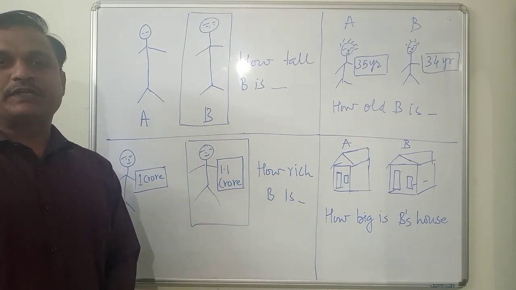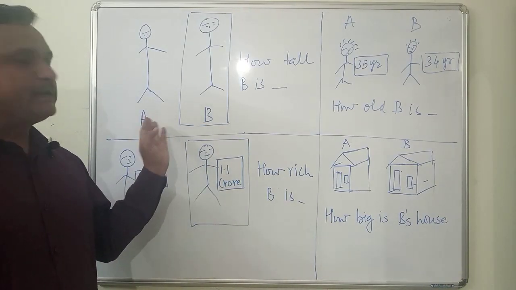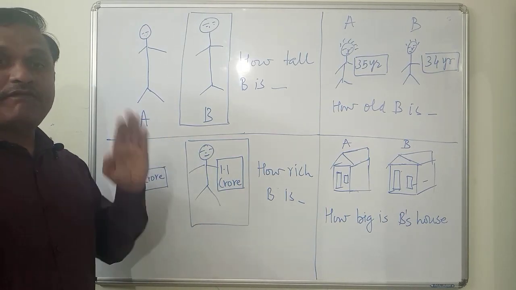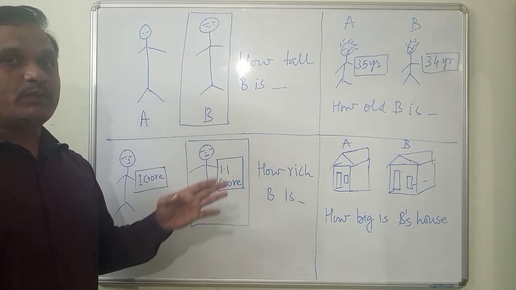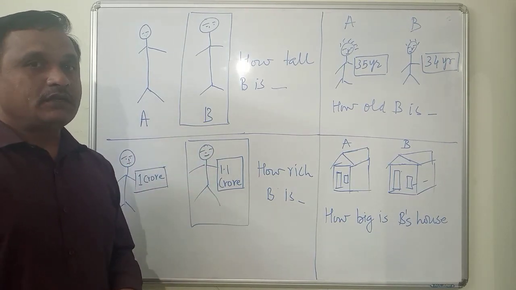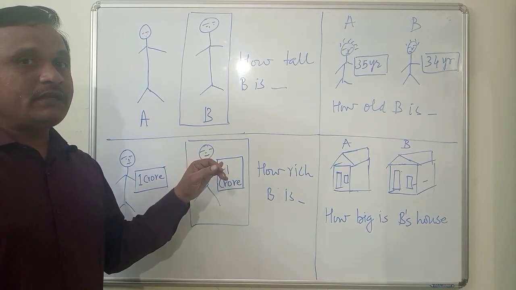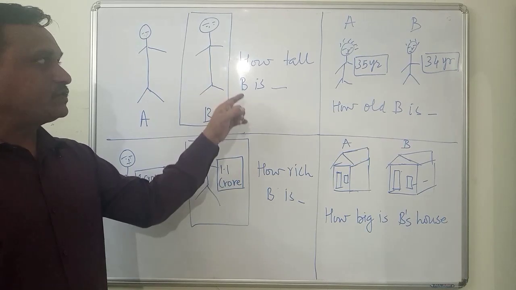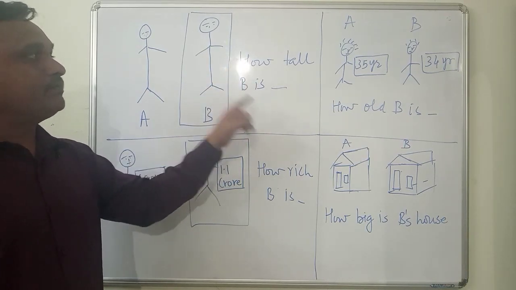Let's look at these pictures. In every picture, you will see that there are two persons, A and B. A is your friend. You know him very well. And B isn't your friend. B is my friend. So now you are interested in B and you are asking me something about B. That's over here. How tall B is.